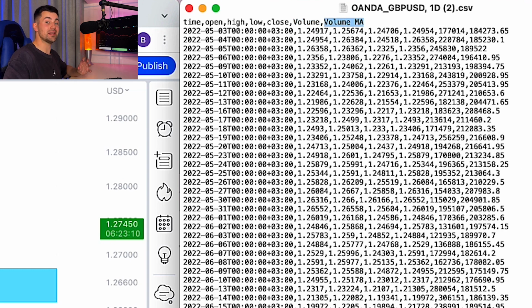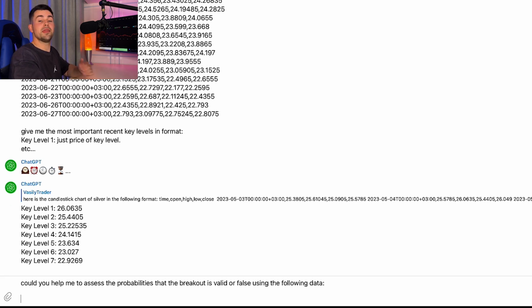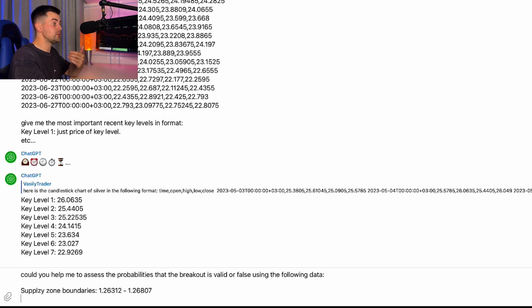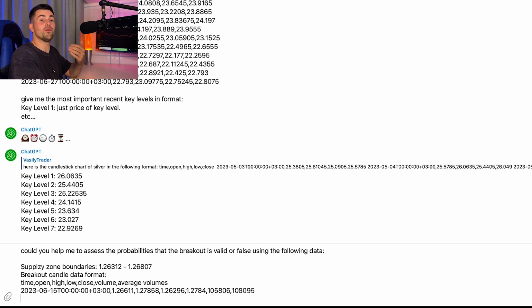So with that, let's pose a question to ChatGPT. Our question will be: could you help me to assess the probabilities that the breakout is valid or false using the following data? And then we should clarify for the chat the boundaries of the supply zone that is broken. So we say supply zone boundaries, and we give the exact levels of the zone. Then we should give the breakout candle data. So we write breakout candle data format first, and our data format is time, open, high, low, close, volume, and the average volume. And then we paste the data of our breakout candle.